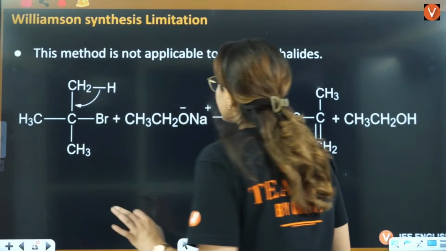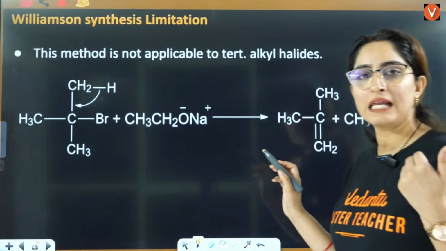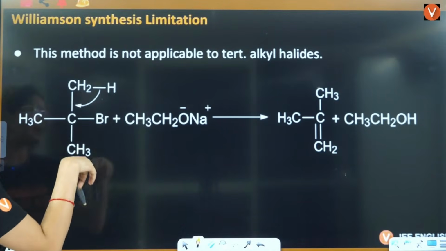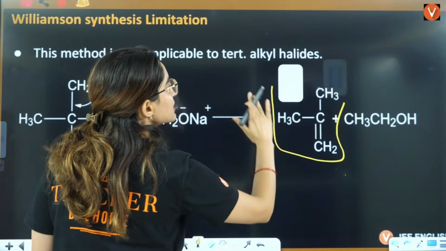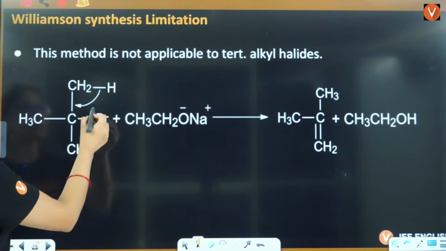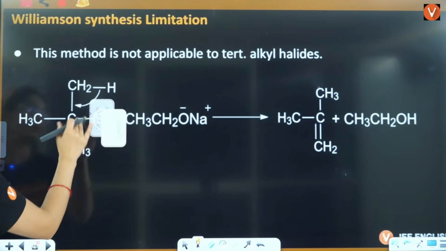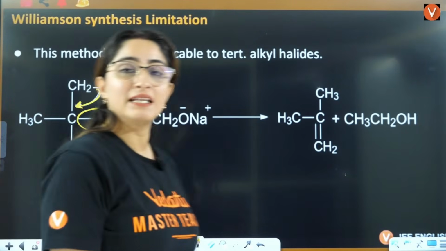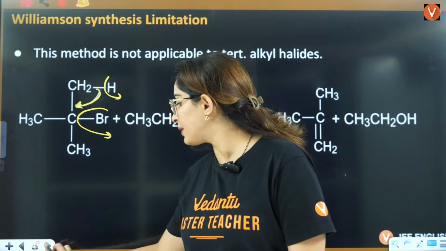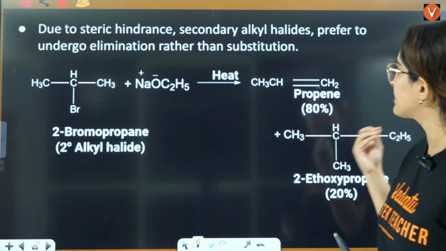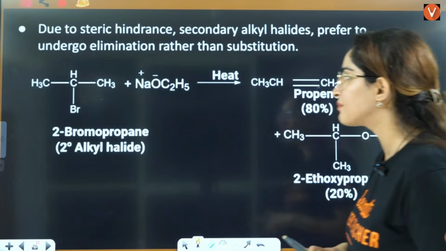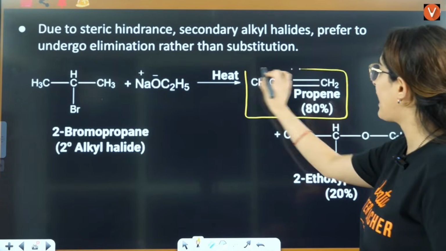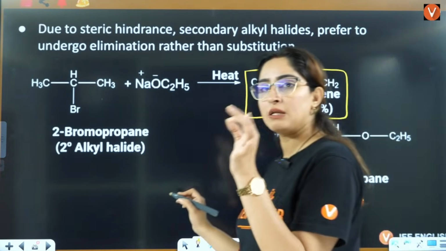This method is not applicable to tertiary alkyl halides. It is simply impossible to do that, and similarly for secondary as well. If you have a tertiary halide, this reaction will give you alkene rather than ether. Br negative will leave, H will leave, and the electrons will shift here. That will give you the formation of alkene rather than ether. Due to steric hindrance, secondary alkyl halide also has the same thing. Even with a secondary alkyl halide, it will give you 80% alkene and only 20% ether will be formed.